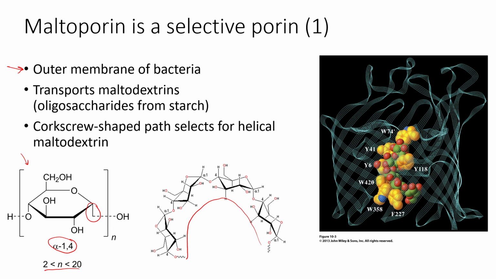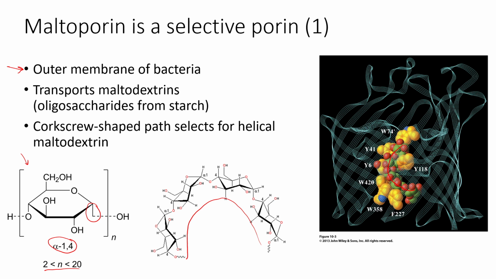And so we can see that in this diagram of maltoporin. So maltoporin is able to select specifically for maltodextrin because it makes this funny little helical shape, this sort of curved shape. So we can see in this picture, in the green and red, we have our maltodextrin glucose oligosaccharide, right? And it has that funny little curved shape. And then there's a corkscrew-shaped path in the maltoporin itself that's made from a number of different amino acid residues that are on the inside of that porin. And we see that here in the yellow and blue is that corkscrew-shaped path.